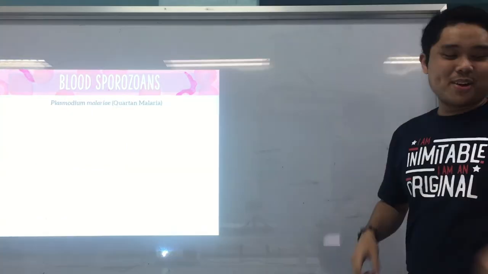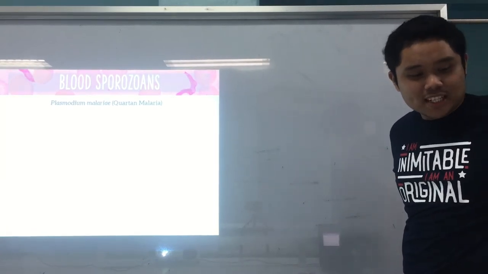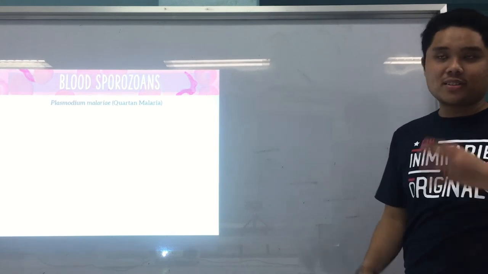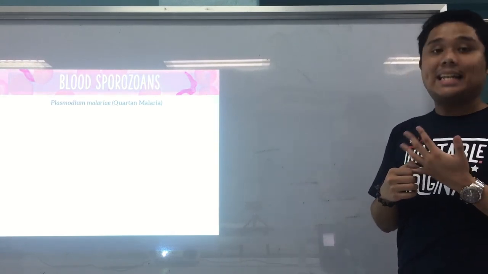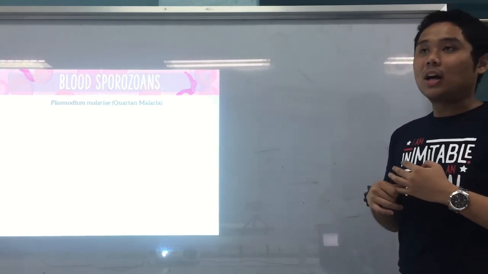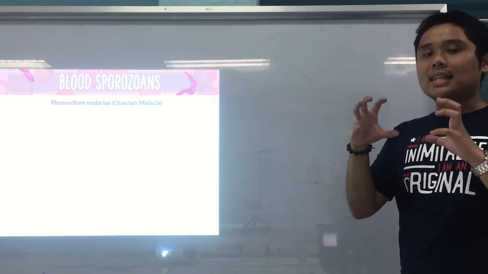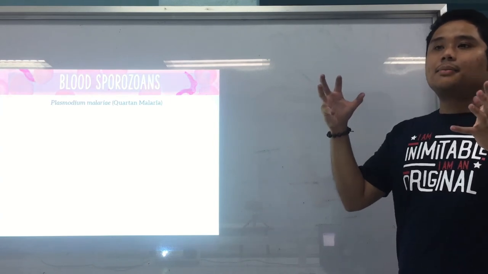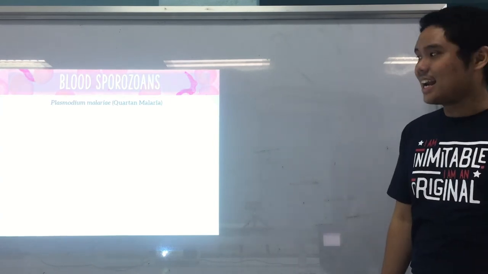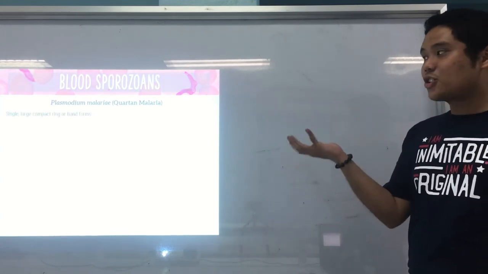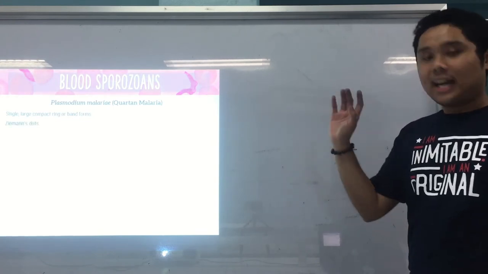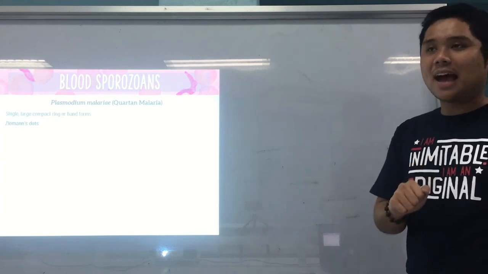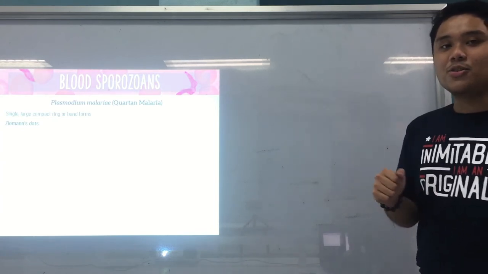Alright, so we go now to the next Plasmodium species, and that is your Plasmodium malariae, or your Quartan malaria. So it's the less deadly one. The time for the paroxysms is every 72 hours, so it's quite longer. It has single, large, compact ring or band forms. It has Zeeman's dots. Again, don't worry about some of the names; I will share a mnemonic for you on that later.